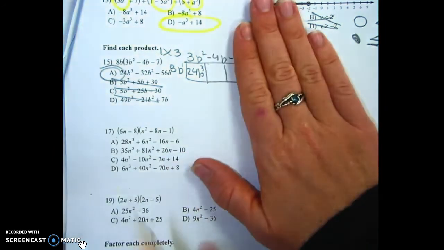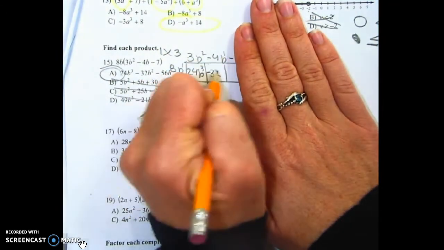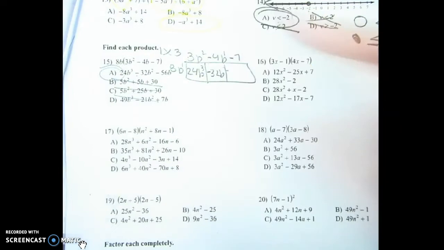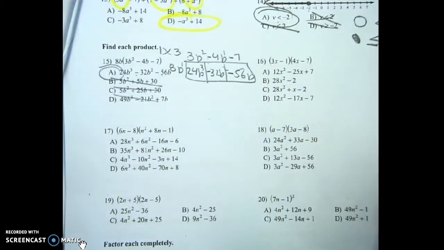But let's make sure. 8 times -4 is -32. I have 1b and 1b. That makes 2b's. We're good. Okay? And then minus 56b, and I'm good to go.